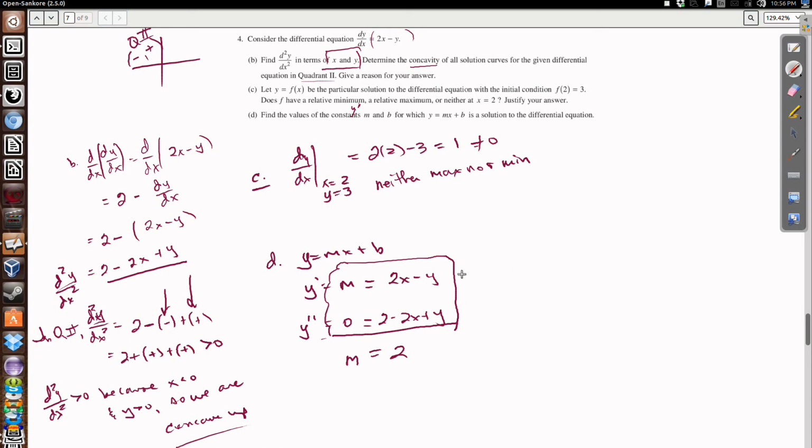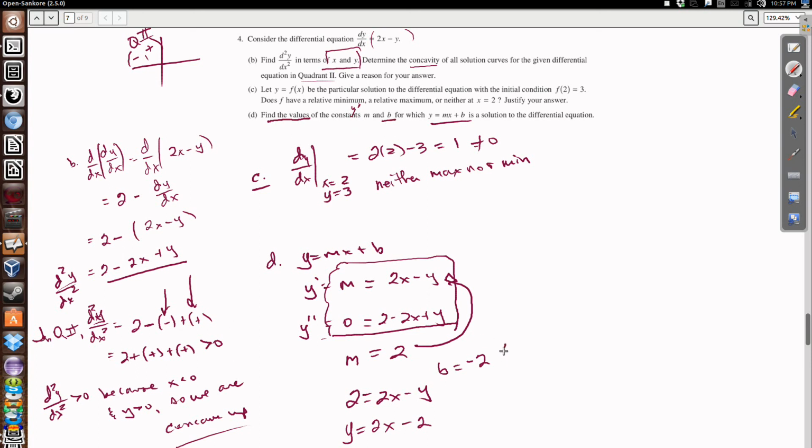So I've got one of my variables. So I'm going to substitute back into this equation here. I'm going to say that 2 equals 2x minus y, and this looks an awful lot like a linear relationship, which is what I was trying to find. The only thing is I don't have my terms in the proper place, and so I now know that b equals negative 2. And I think actually stating that b equals negative 2 is quite important because it does say to find the values of the constants m and b.